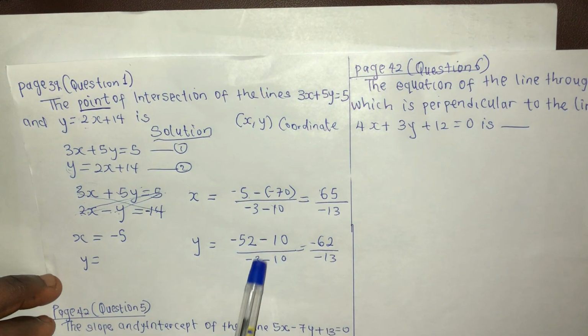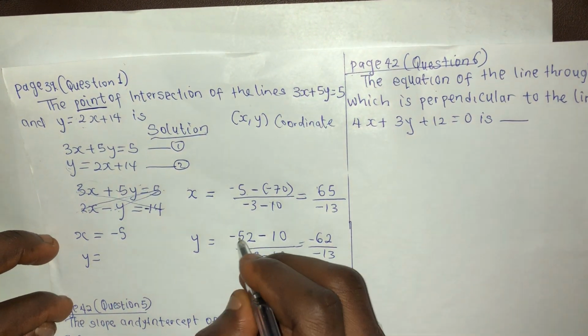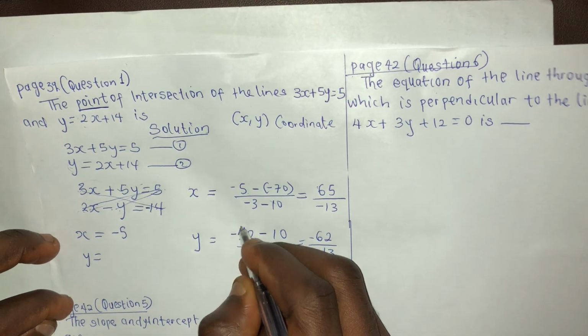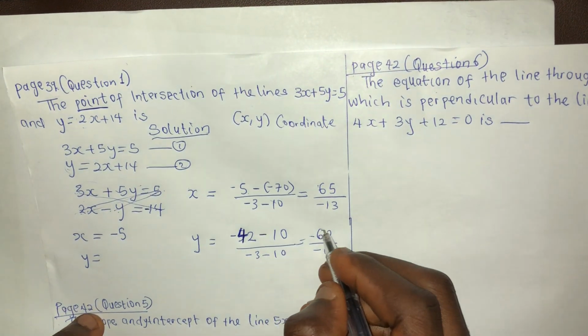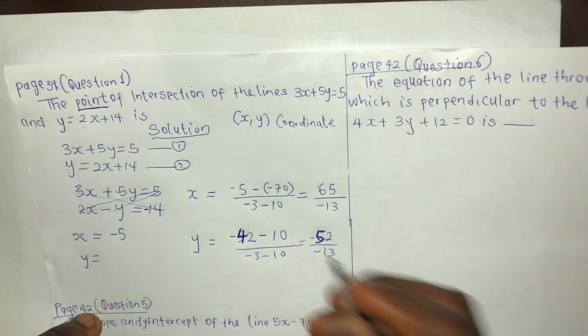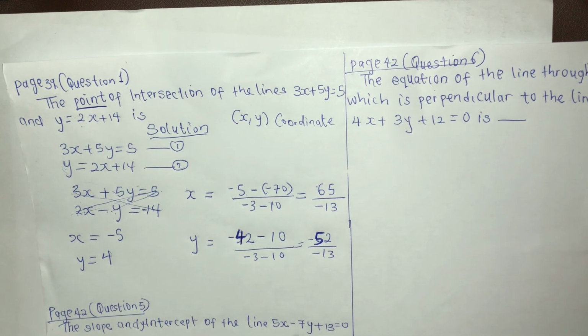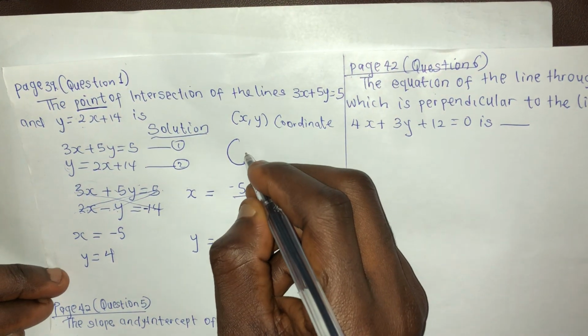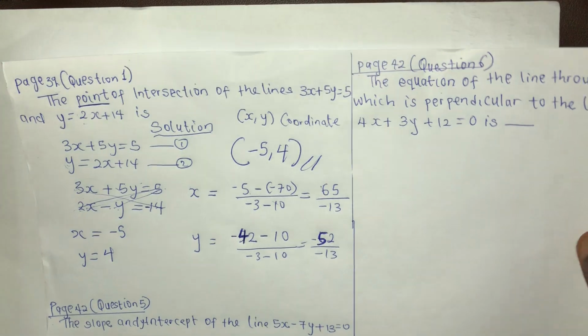Let's check this out again. I think I'm making a mistake here. This and this should give us 42 rather. I made a mistake here. So that means this is meant to be minus 52. And by the time we divide minus 52 by minus 13, we get 4. So in that case, our point is minus 5 and 4. As simple as that. So let's move to the next question.